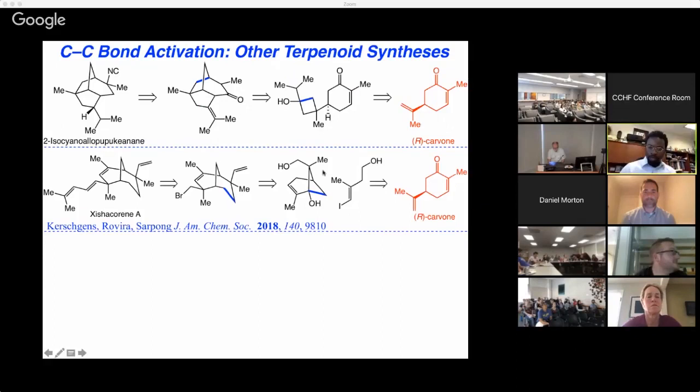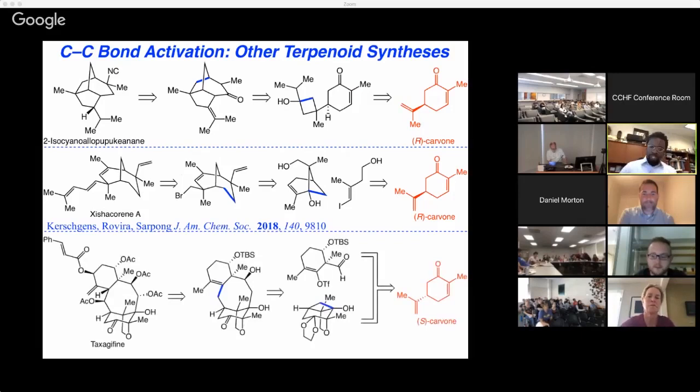Alternatively, one can advance carvone to this bridged bicycle, again bearing a cyclobutanol, and effect a cascade process where we cleave the CC bond to forge a new CC bond, and ultimately take that on to molecules in the Jiadifenolide family of molecules.